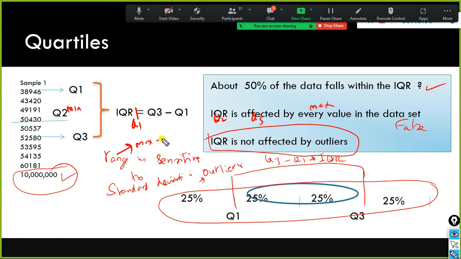Maximum minus minimum, right? That is your range. What is the maximum value? This one. The minimum is this. That is your range. Standard deviation formula is different.